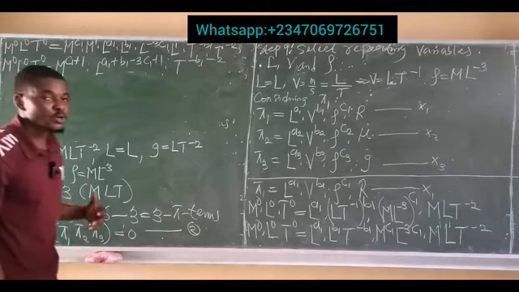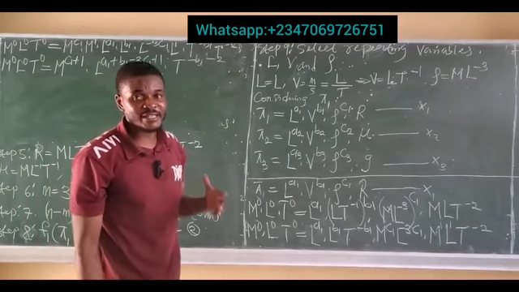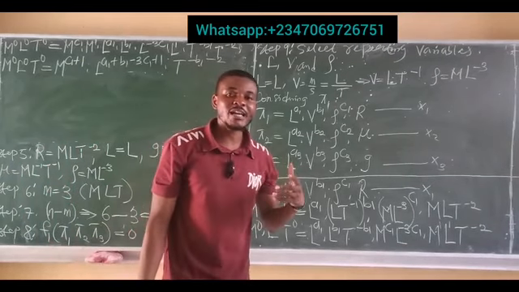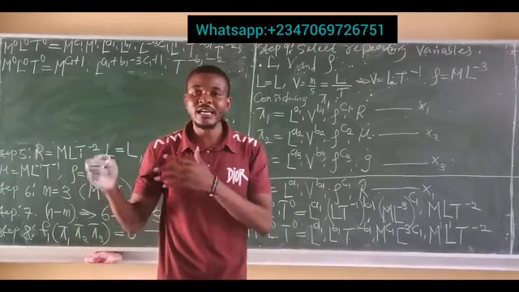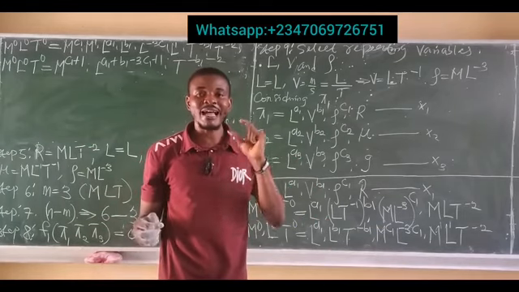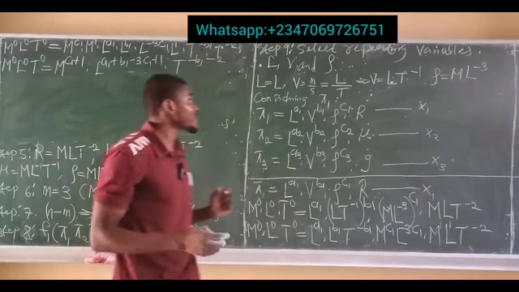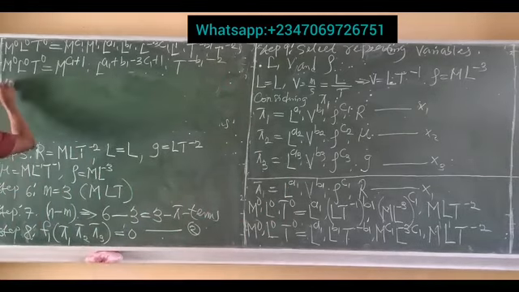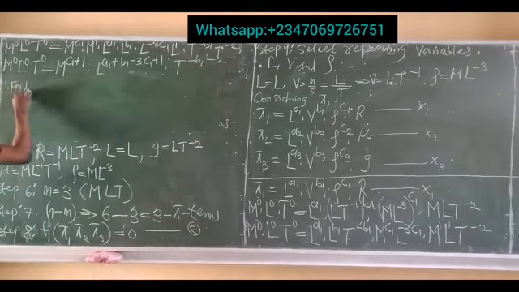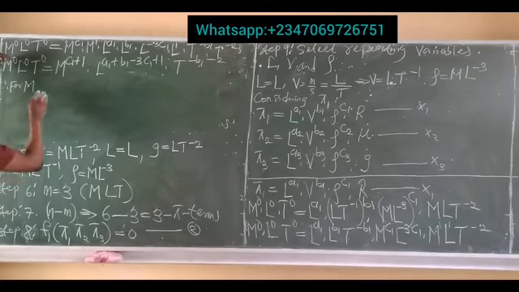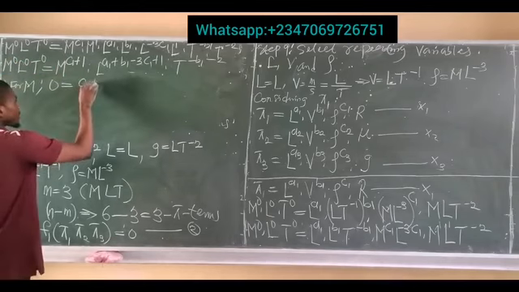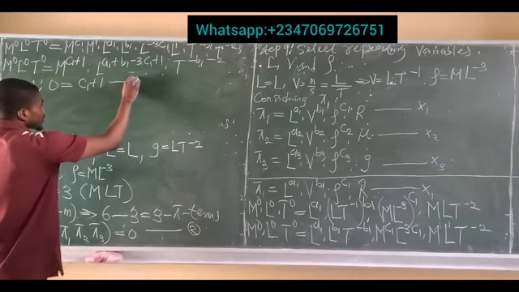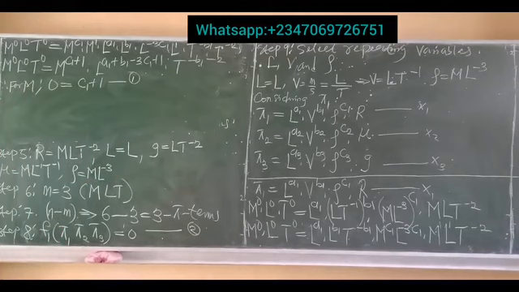Now, from the principle of dimensional homogeneity, like I said, the powers of each of the terms on the left-hand side must be equal to the power of each of the terms on the right-hand side for the equation to be dimensionally homogeneous. So that simply means that for M, the power here, which is 0, must be equal to the power of M on this side of the equation, and power of M here is C1 plus 1. Call this equation 1.